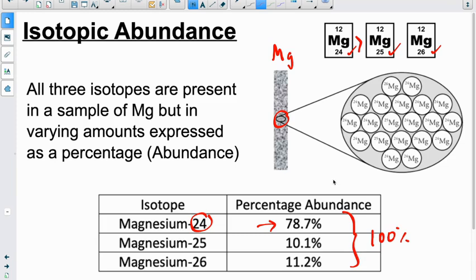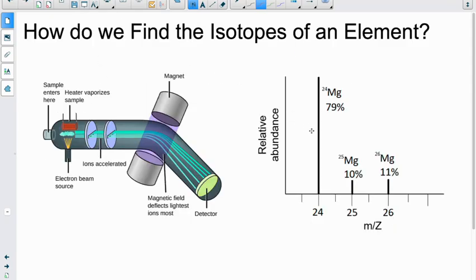Now, why is that important? Because you will see that when we find the mass of magnesium, all of these three isotopes, because they're all present in the sample of magnesium, we have to average their masses to get to the mass of magnesium. I'll explain what I mean by that. How do we find the isotopes of an element?